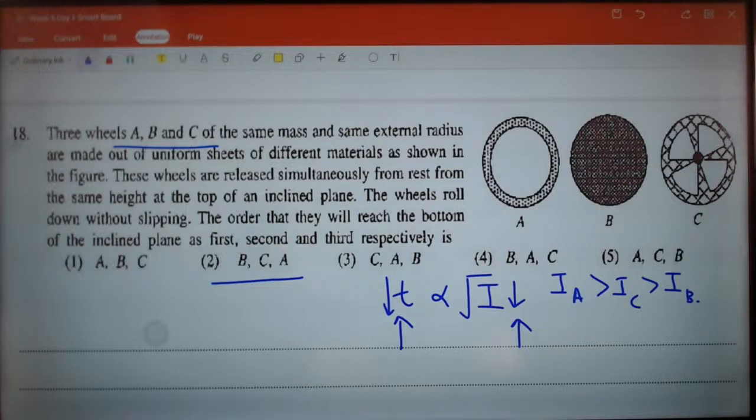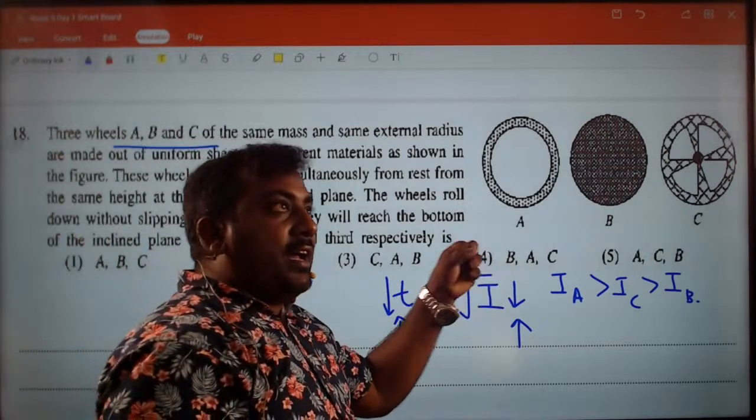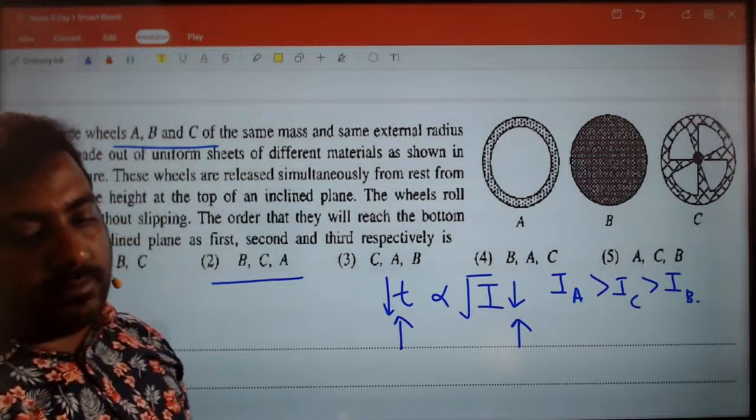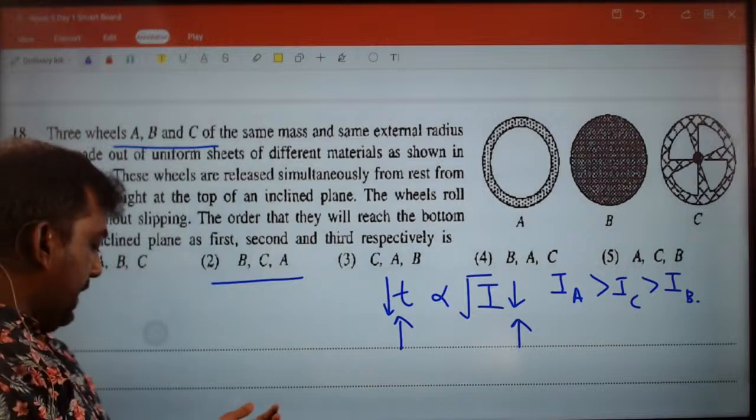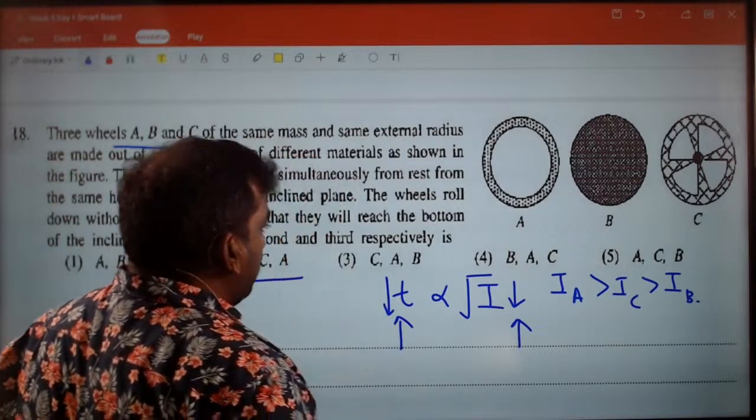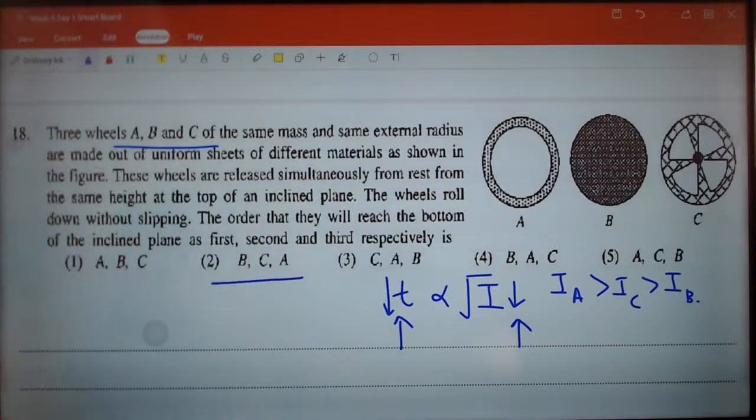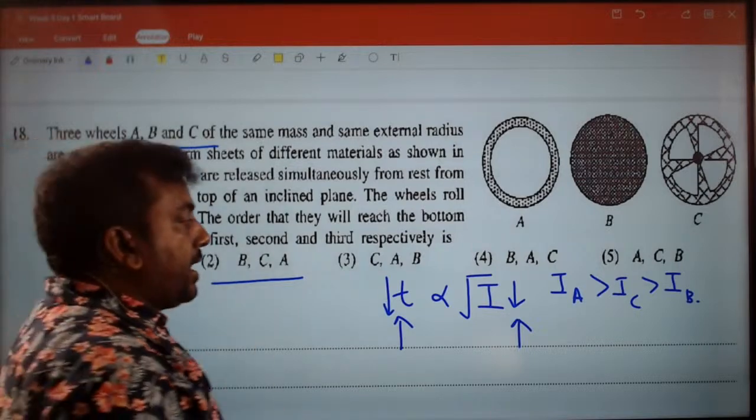Depends on the moment of inertia. Smaller the inertia, lesser the time taken to reach the bottom. Larger the inertia, greater the time taken to reach the bottom.